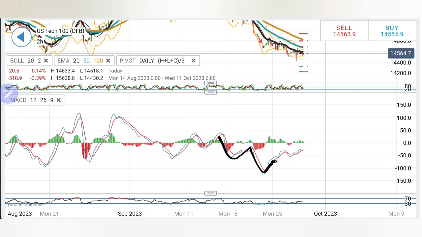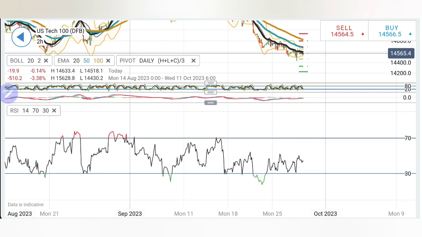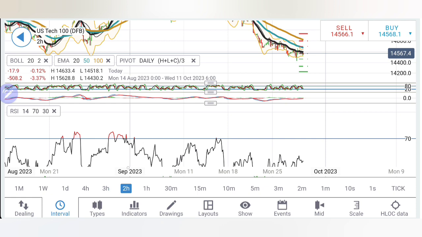And see, this is what I'm trying to say. It has completed this, now trying to look upwards, and a possible recovery can be seen here. RSI comfortable on the 2-hour charts.